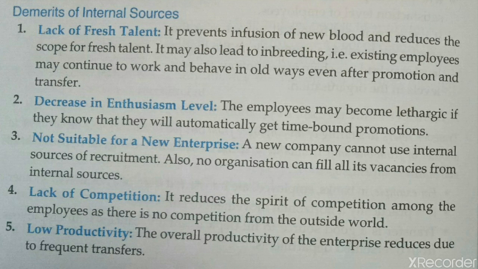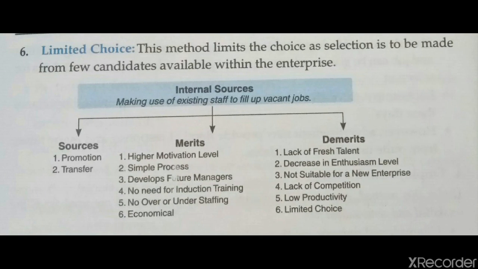Low productivity. Overall productivity of the enterprise may reduce due to frequent transfers from one department to the other department. If the transfers are more and more frequent, the productivity of the workers may decrease because a worker will take some time to adjust to a particular department.